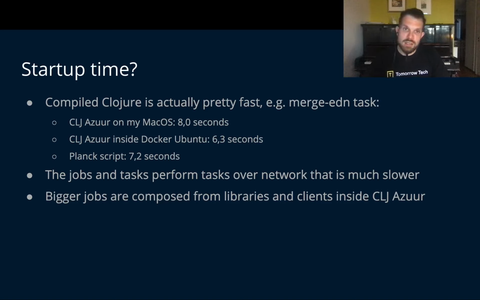And then the operations that we typically run do things over network connections. They connect to Azure and Kubernetes and Datadog, so the JVM startup time is actually not that significant there. Also, we usually compose the bigger, more complex jobs from libraries and clients inside CLJ Azure. So it's not like combining them in the Unix way, where we would run the whole JVM many times. That's how we also make it a bit more efficient.